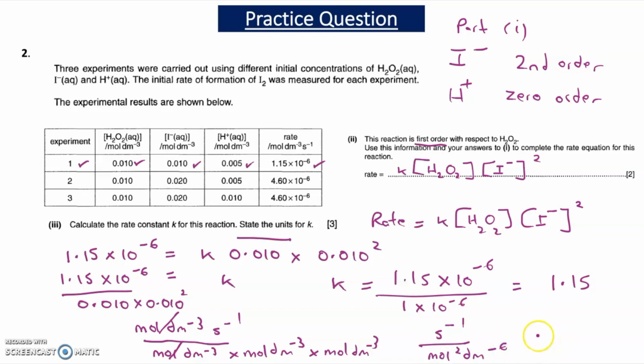And if I put this all in the same line, I'll end up with moles to the minus 2 dm to the 6 seconds to the minus 1. And that would be my units, and my value would be 1.15.